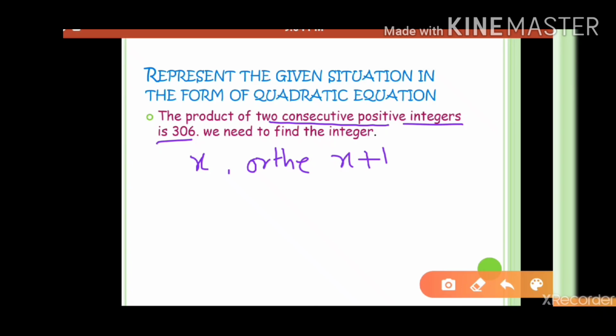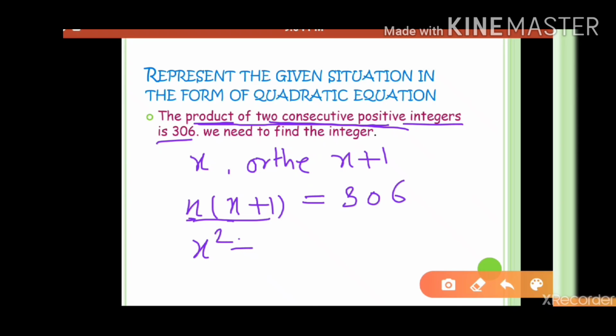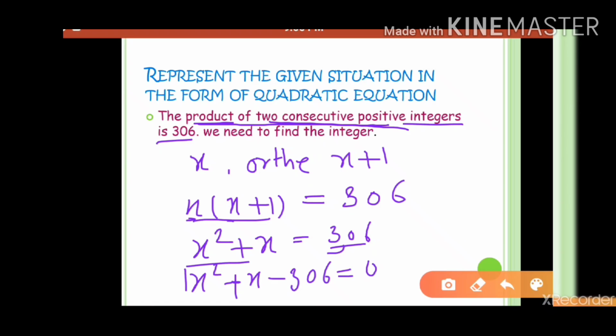and it is given that the product of two consecutive positive numbers is 306. Therefore, x multiplied with x plus 1 is equal to 306, and x multiply x becomes x squared, and x multiply 1 becomes plus x, equal to 306. Now we transfer 306 to LHS, it becomes x squared plus x minus 306 equal to 0. This is in the form of a quadratic equation.